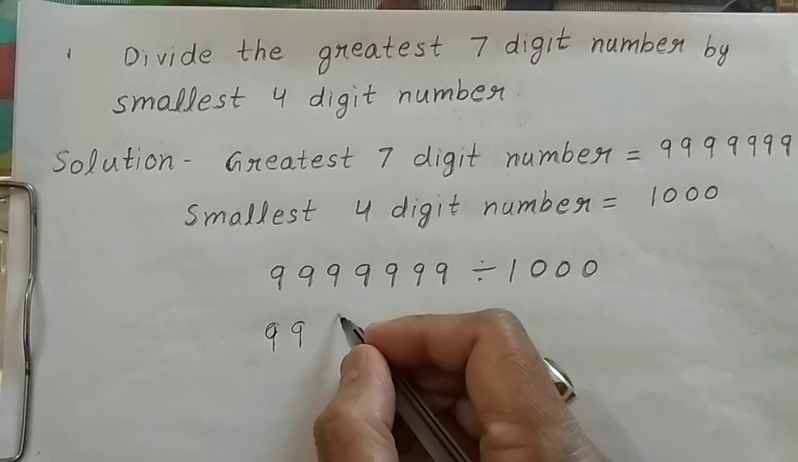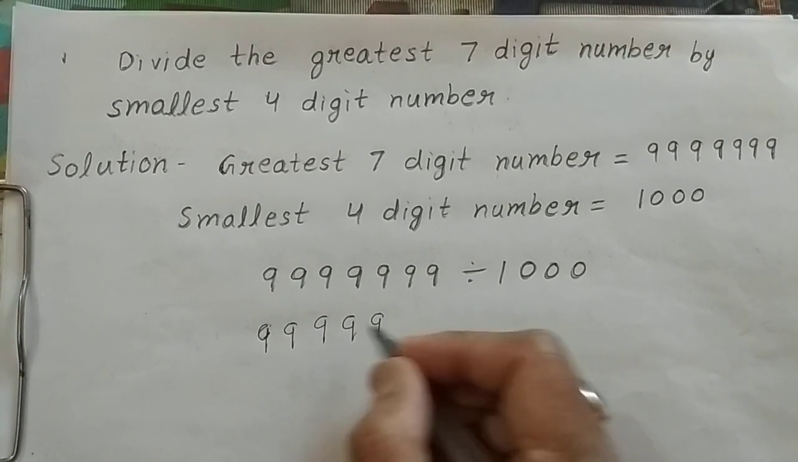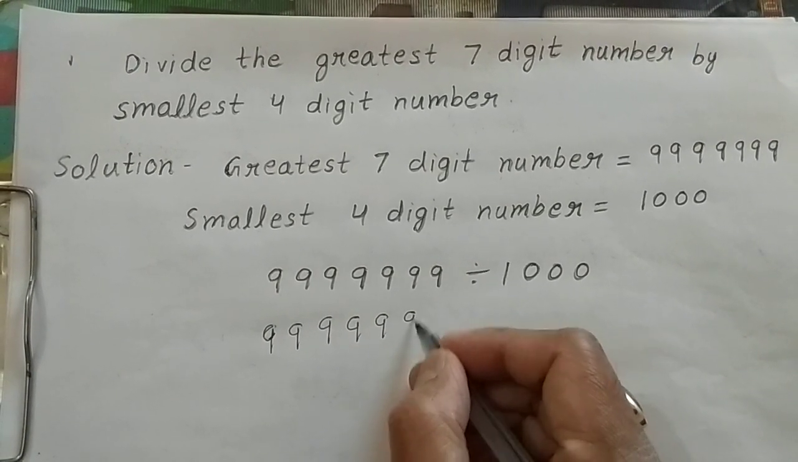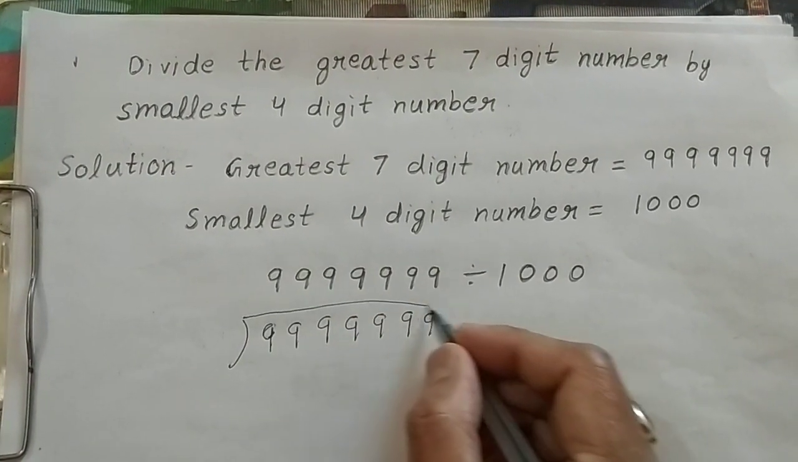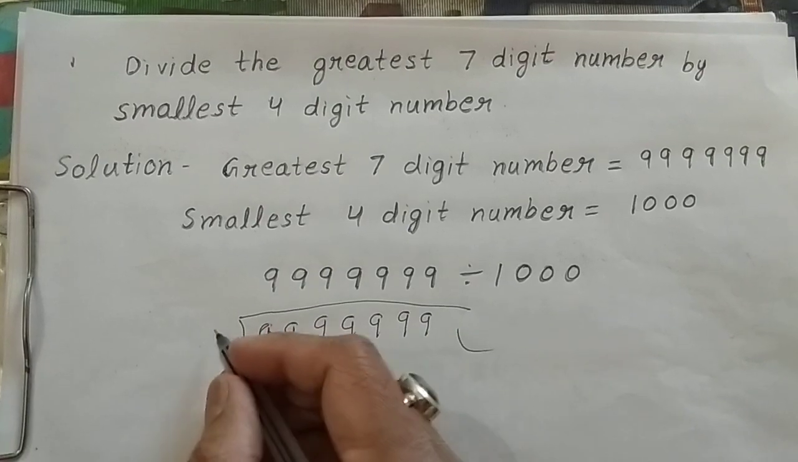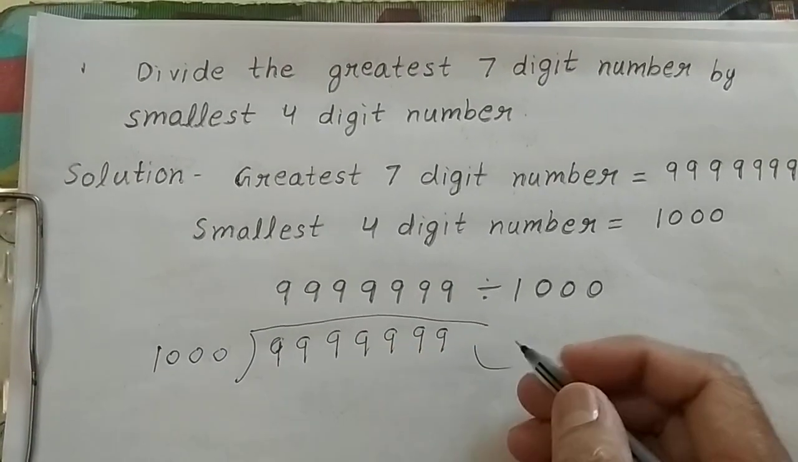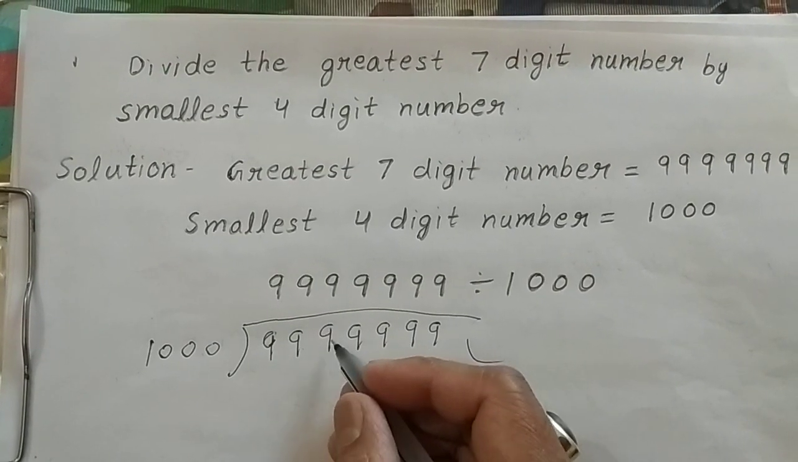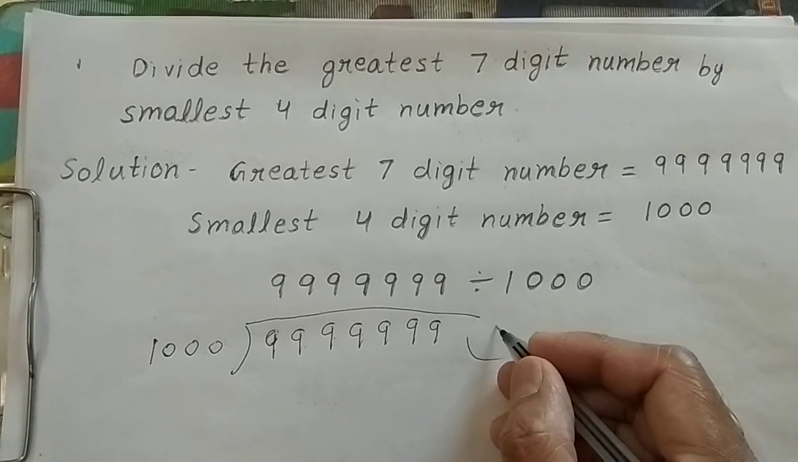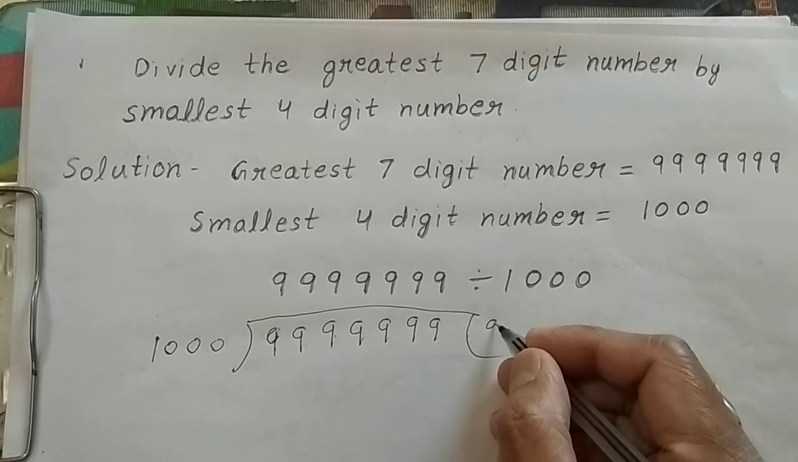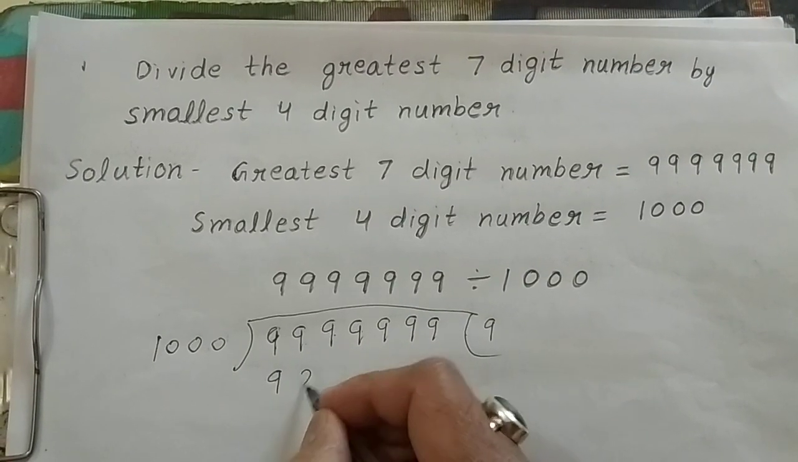Now let's start the division. 1000 into 9999999. 1000 multiplied by 9, so what will come? 9000.